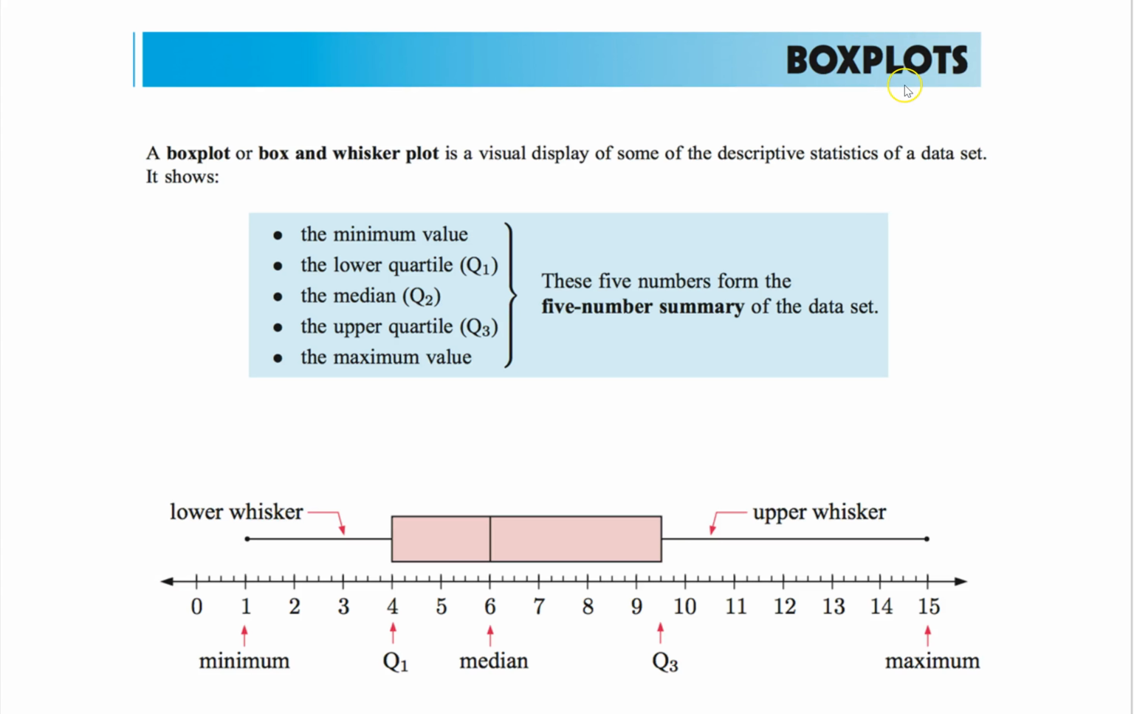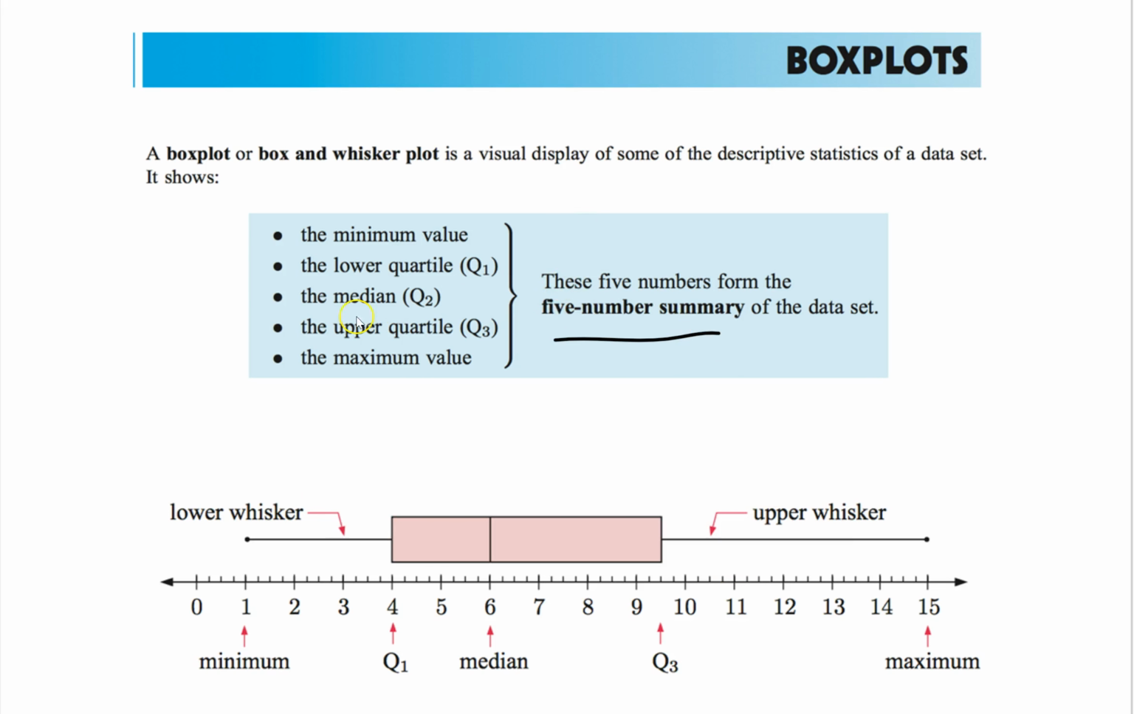Box plots, or box and whisker plots, are just an easy way to visualize the spread of data. Specifically, the minimum value, the lower quartile (Q1), the median, the upper quartile (Q3), and the maximum value. All those things are known as the 5-number summary. It's the 5 key things you need to measure the spread of data and to make a nice box plot. So here's an example, right?